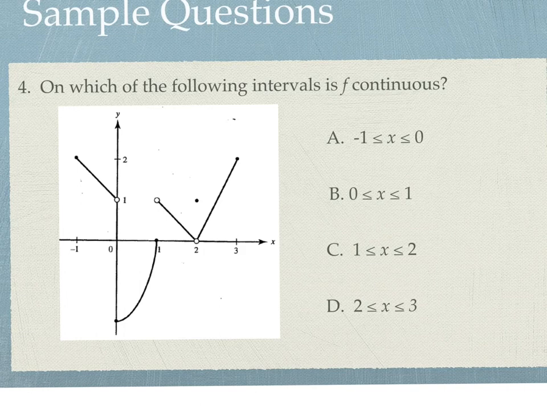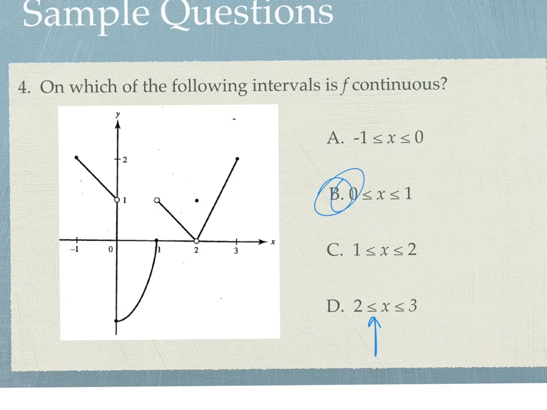Hey, what's the answer here? It is B. Okay, that's the only one that has, the important thing here is that these symbols are all less than or equal to, which means that the endpoint would have to be continuous as well.